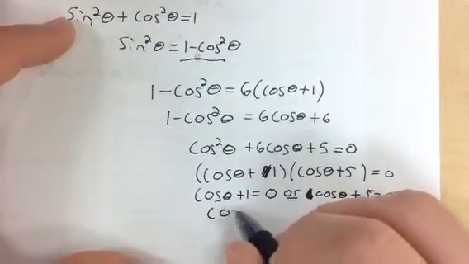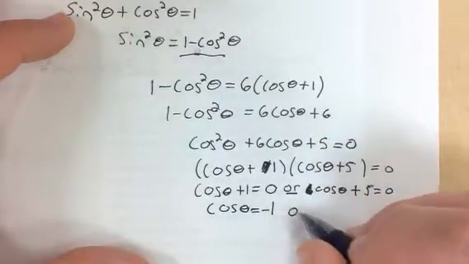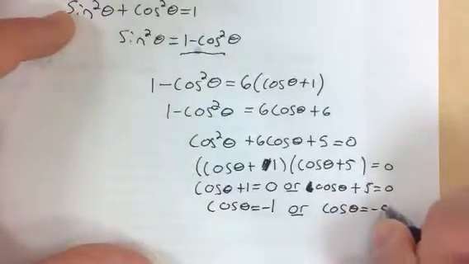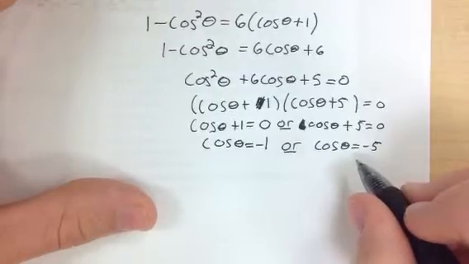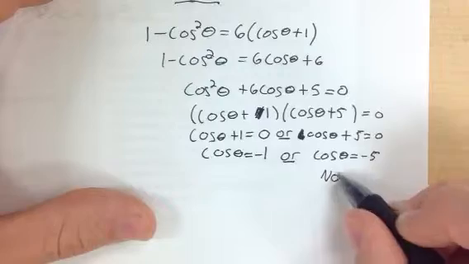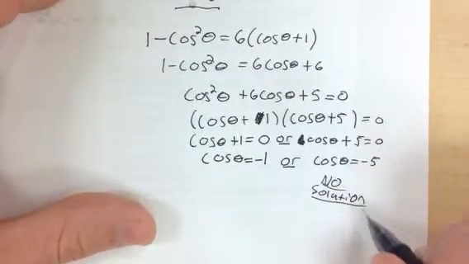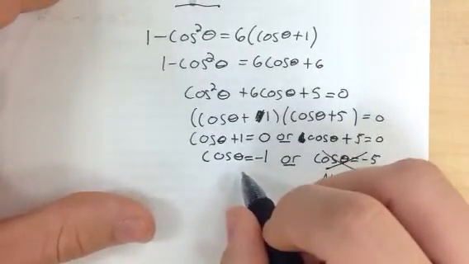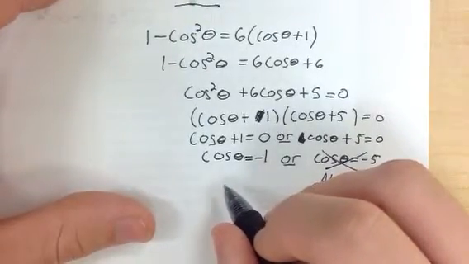When you solve, you're left with cosine theta equals -1, or cosine theta equals -5. And you can go ahead and count this one out, because -5 is not even on the unit circle, so that's no solution. And the other, cosine theta equals -1, that is an actual value on the unit circle.